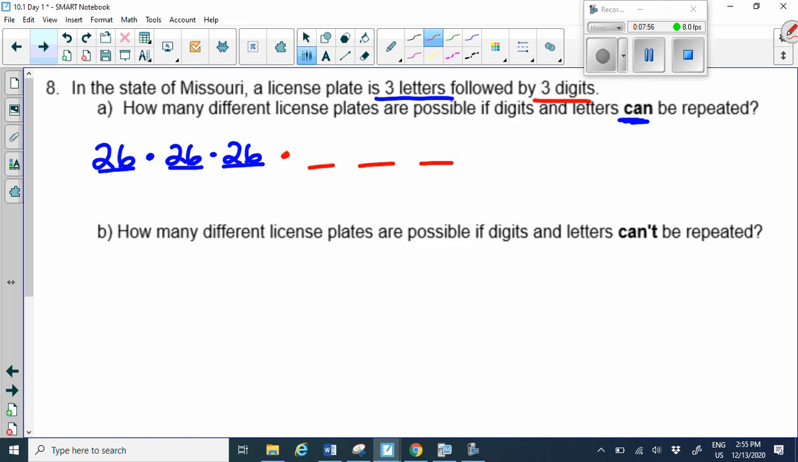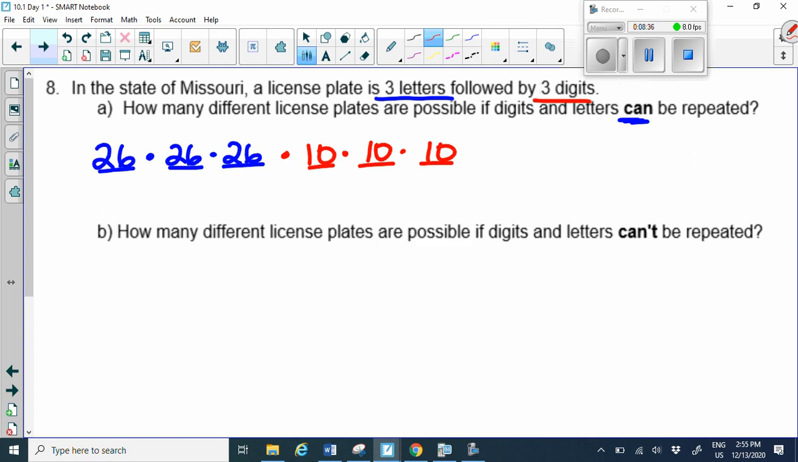Now let's think about our digits. Now we've been working with digits that are between 1 and 9. But also in a license plate, you can use 0 as a digit as well. So there are actually 10 total digits. We go 0, 1, 2, 3, 4, 5, 6, 7, 8, and 9. So that means we have 10 total. So be careful on that. Once again, the digits can also be repeated, so I can do 0, 0, 0. So for my first digit, I have 10 options. For my next one, because I can repeat it, I still have all 10. And same thing for my third.